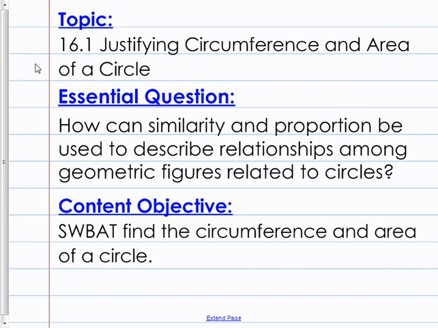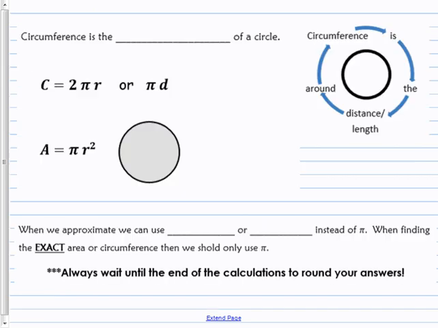We're still on our circles unit, and a lot of this information is stuff that you have learned in the past, so we're just kind of refreshing and maybe extending it a little bit. Hopefully by the end of the lesson, you are able to find the circumference and area of a circle, and maybe even the diameter and radius.